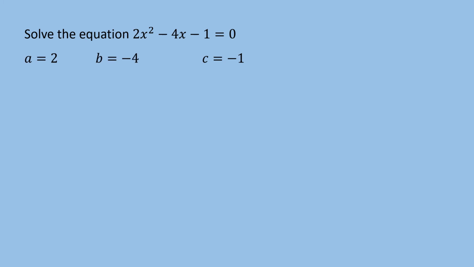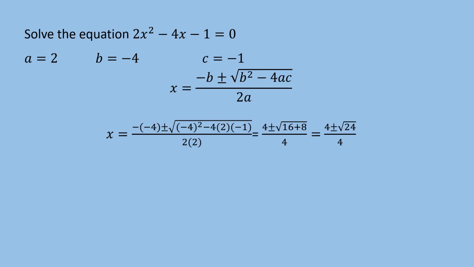Let's see this example. Solve the equation 2x squared minus 4x minus 1 equals 0. Give your answers to 3 decimal places. There is no obvious factorization, so use the formula. Inspecting the equation, a equals 2, b equals minus 4, and c equals minus 1. Then substituting these values into the formula. So that is the working.